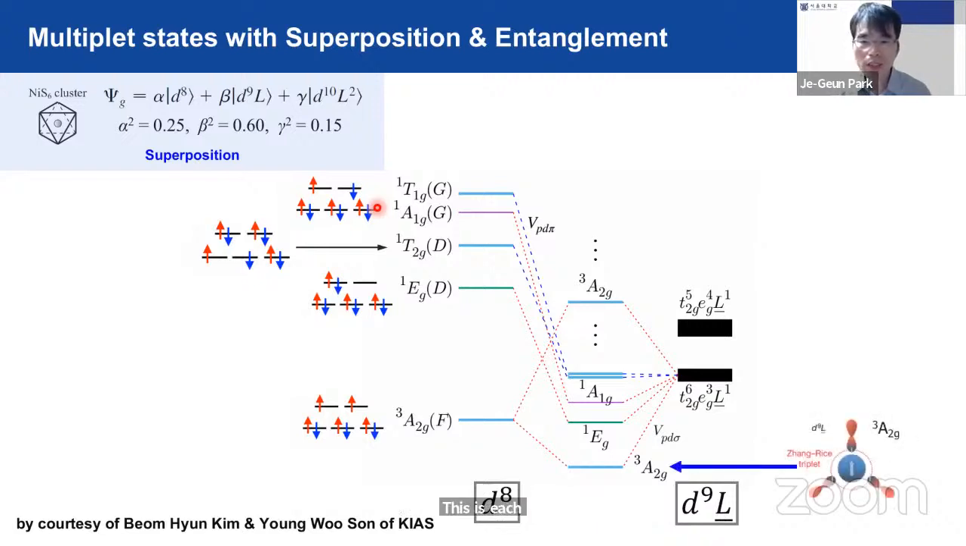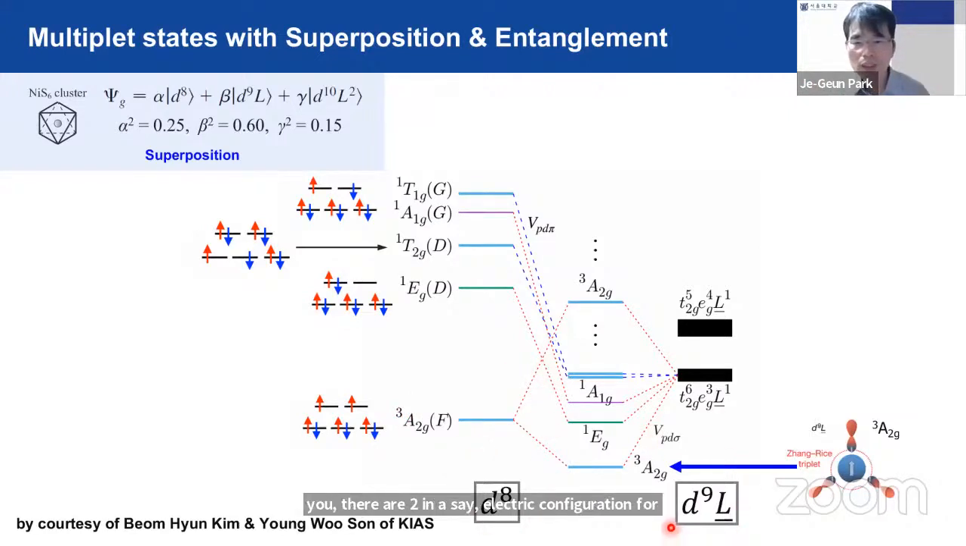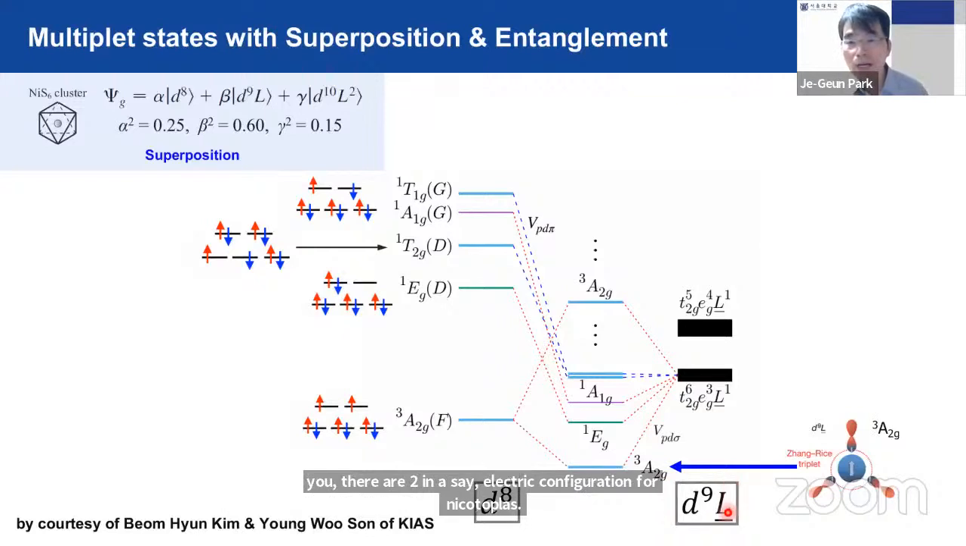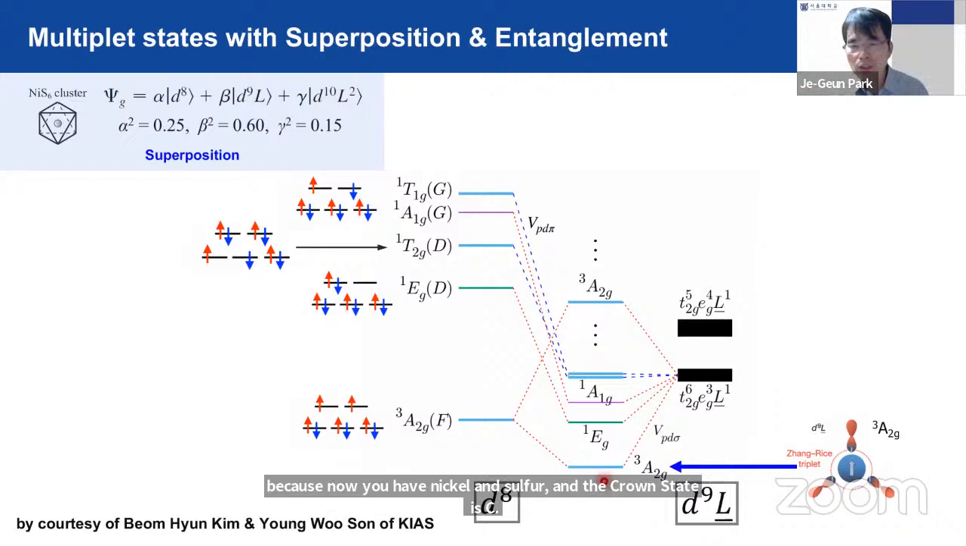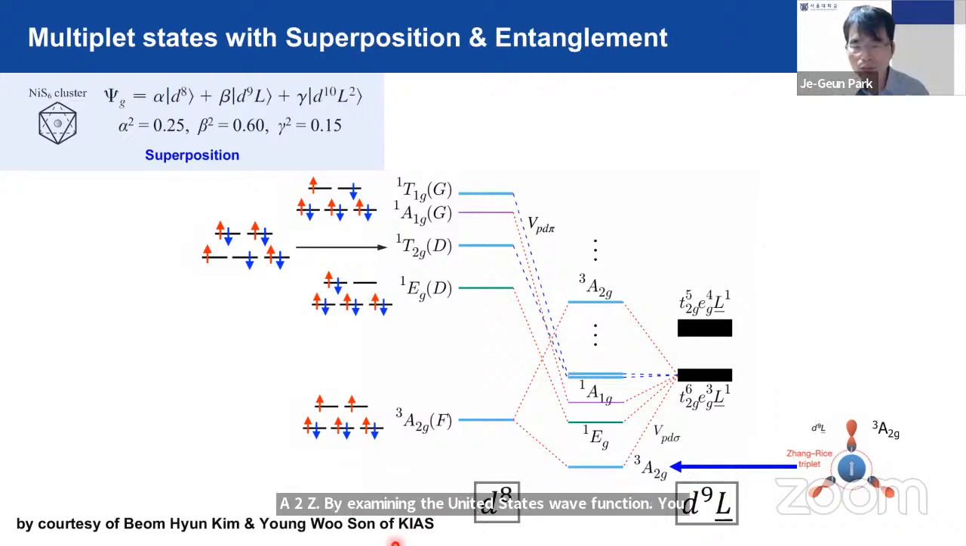As I said, there are two electronic configurations for nickel 2+: one is nickel d8, the other is d9 L-bar. This L-bar is actually a hole on the sulfur side. So these are many-body wave functions, because now you have nickel and sulfur. The ground state is 3A2g. By examining this wave function, my colleague found in their calculation that it is actually a Zhang-Rice triplet state.